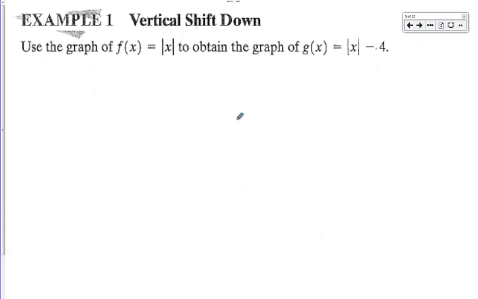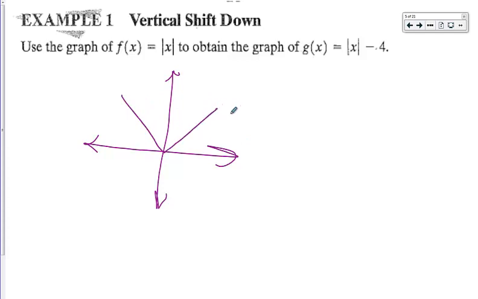Okay, so use the graph of the absolute value of x to obtain the graph of the absolute value of x minus 4. I should have put a coordinate plane in here. So it looks like this, right? And if it's minus 4, we're going to be shifting down 4 units. Okay, it's a vertical shift down, so 1, 2, 3, and 4. And everything is just going to be, I'm not going to be able to do this because I'm on my tablet. Okay, so everything just shifts down 4 units.